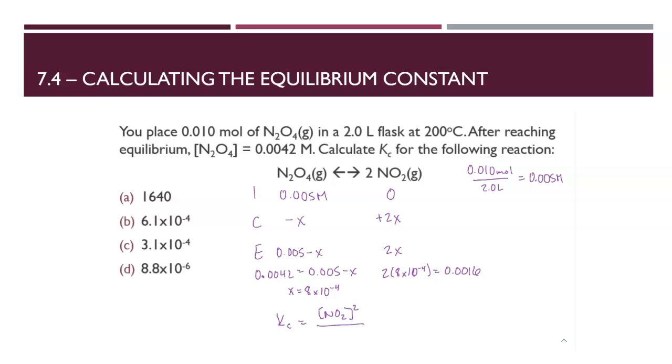So my equilibrium expression, Kc, is going to be my concentration of my product, so NO2, raised to the coefficient, which is 2, so squared, divided by my concentration of my reactant, so N2O4. So this is at equilibrium, so my concentration at equilibrium of my NO2 is 0.0016, and that's going to be squared, divided by my concentration at equilibrium of my N2O4, which is 0.0042, which gets me an equilibrium constant of 6.1 times 10 to the negative fourth, which is option B.